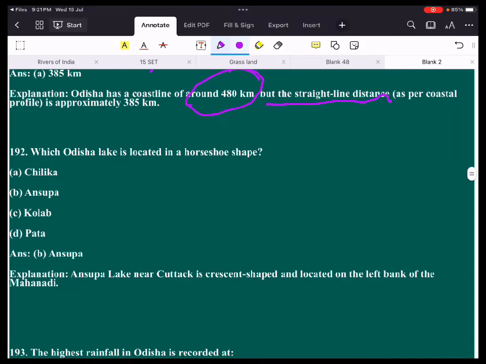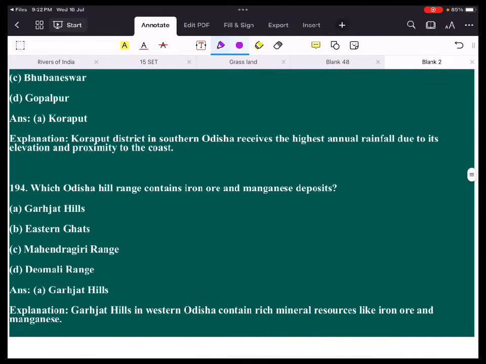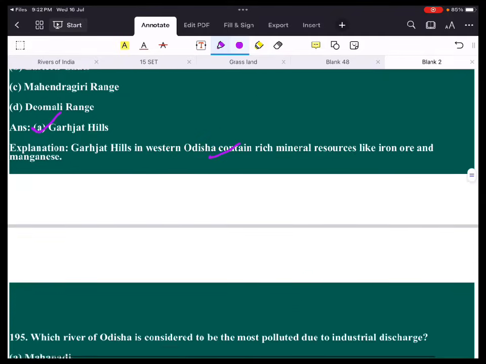Which Odisha lake is horseshoe shaped? That is Ansupa, option B. The highest rainfall in Odisha is recorded at option A, Koraput. Which Odisha hill range contains iron ore and manganese deposits? That is Gandhamardan Hill, option A. The hill in western Odisha contains rich mineral resources like iron ore and manganese.